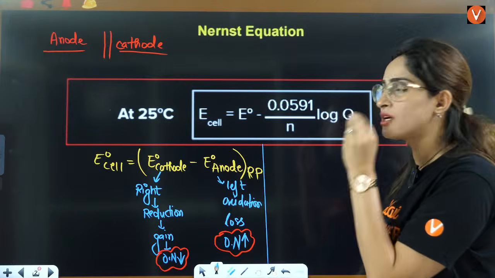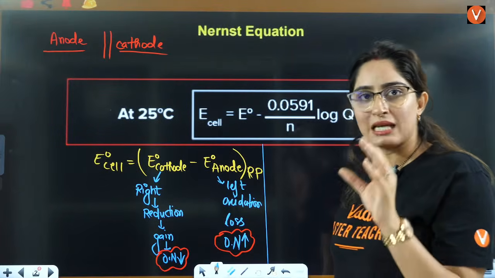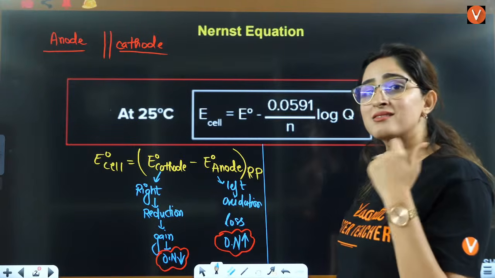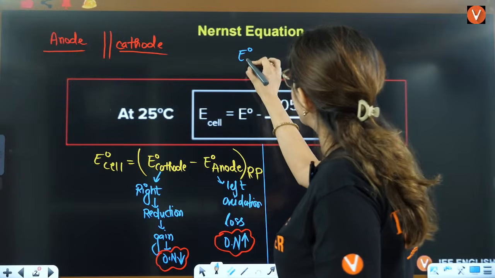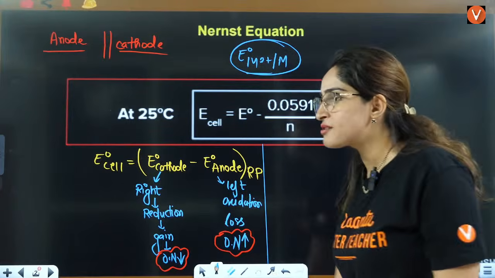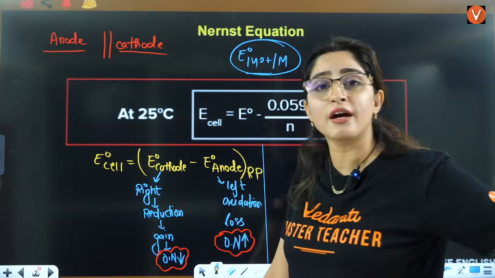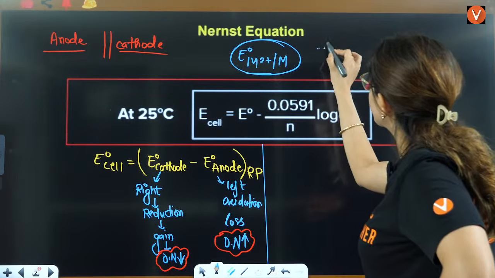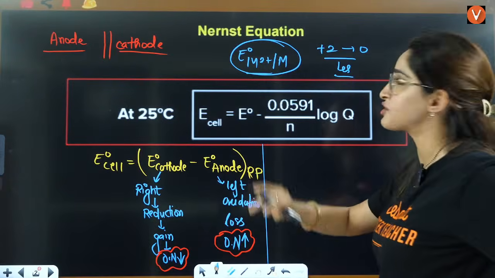Oxidation, reduction, E naught cathode, E naught anode, values will be given to you. All you have to know is that this is E naught. For example, you have E naught of M2 positive to M. Is this reduction potential or oxidation potential? Tell me. Is it reduction potential? The oxidation number is going from +2 to 0. That means it is decreasing. So this is reduction potential.